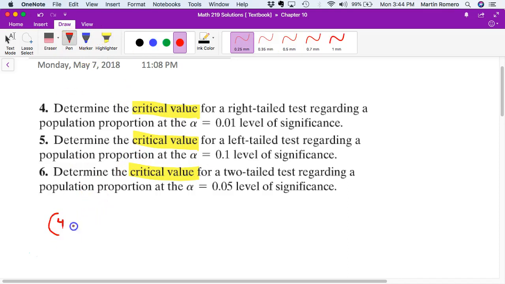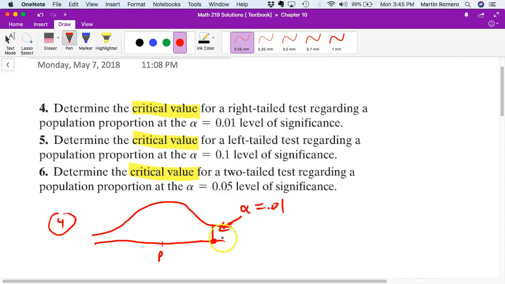So for number 4, we're looking at a right tail test, which means that we're going to collect some sample data. In this case, we're talking about proportion. Right tail test means that we're going to be looking at the right side over here. And then alpha equals 0.01, so the area is equal to 0.01 over here. So we're trying to look for this critical value, this z value right here.